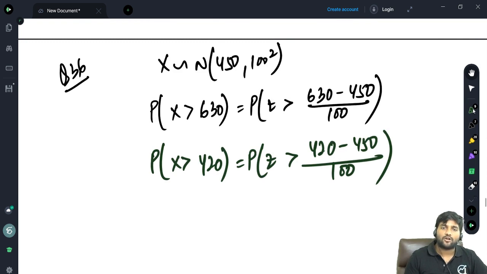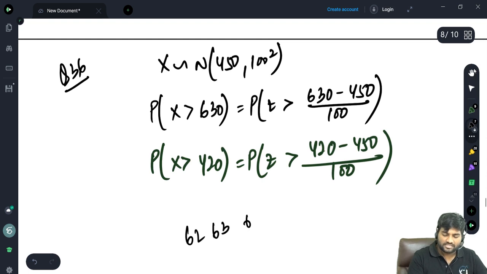We'll just convert normal to a standard normal and then we'll get the answer. So greater than 420 will be acceptable, na? Please solve. Don't leave it. Please solve.